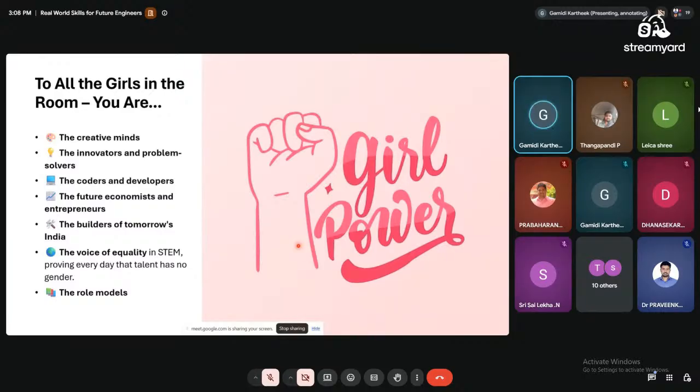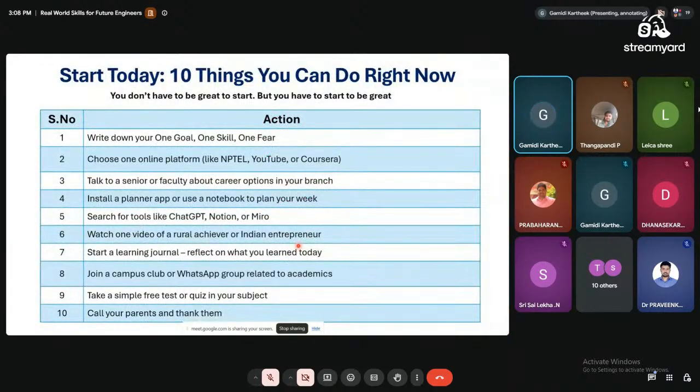Okay, right. So coming to the end of the session, we have already seen many things regarding your first year to final year roadmap. So what you can do right now is first set a goal, one skill, and also look at one of the biggest fears that is restricting you from moving towards your goal, and avoid that fear first of all.